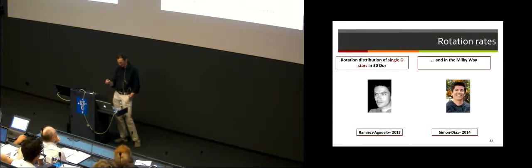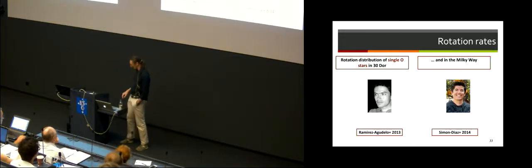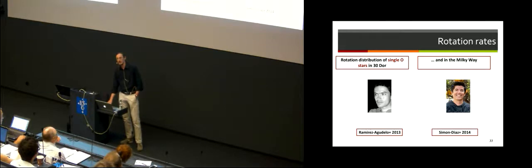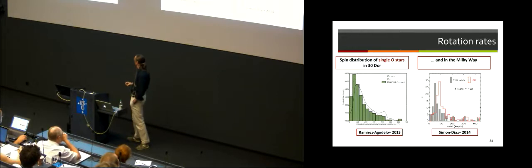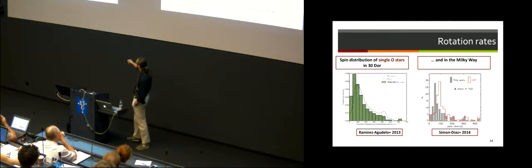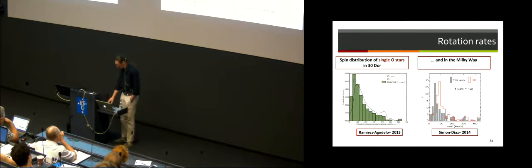Norbert has been talking about the data from the Tarantula region, but I want to point to Sergio Simón-Díaz, who obtained similar results in the Milky Way, where for single stars you have a peak of low rotational velocities and a tail. You find that in the LMC and you find that in the Milky Way, and we were suggesting that this is coming from binary interaction.